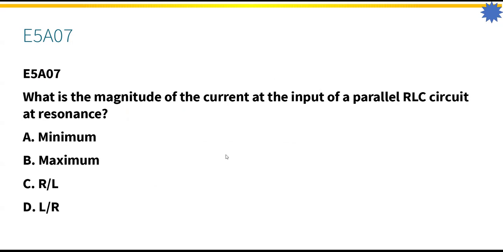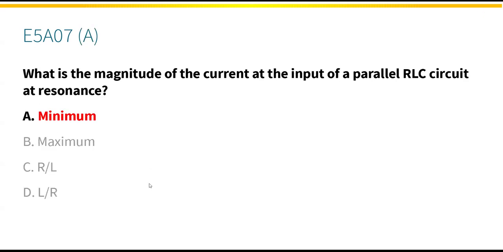What's the magnitude of the current at the input of a parallel RLC circuit at resonance? Remember the graph? What happened with current? Minimum. Minimum curve, maximum. Minimum. Just the opposite of series.